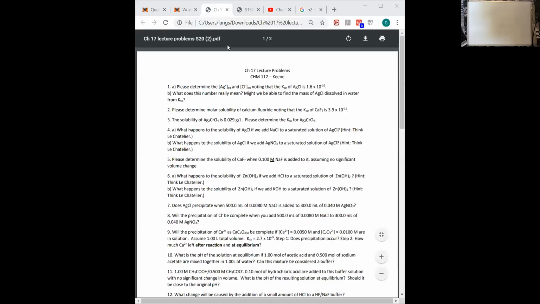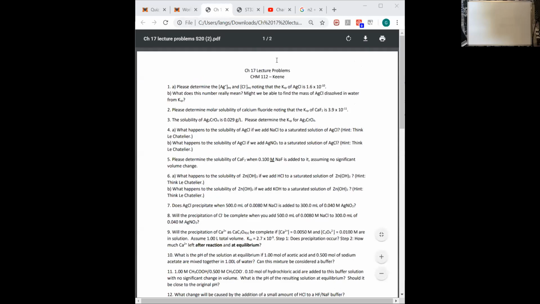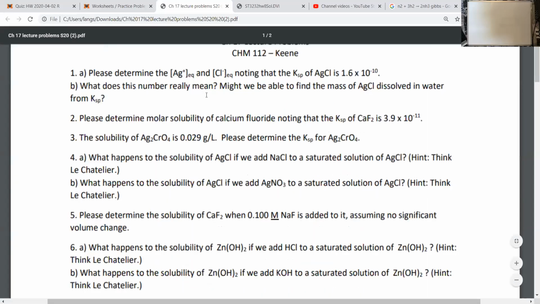Let's do, I guess we could do number 2 on here. Let me show you what I'm looking at. I'm looking at number 2 on this chapter 17 worksheet. Number 2 is the one I'm looking at.